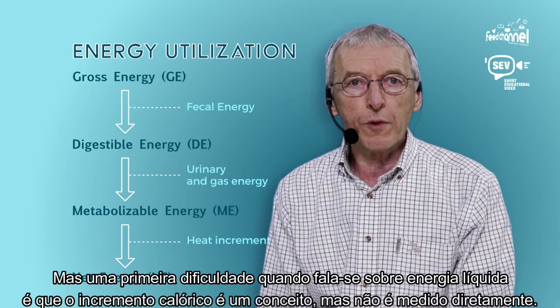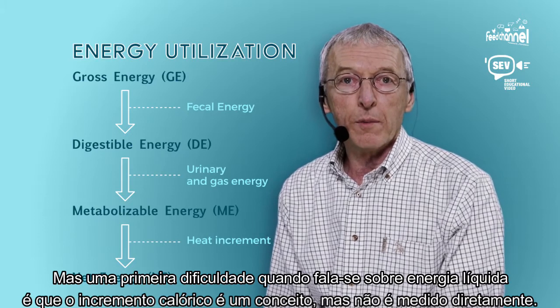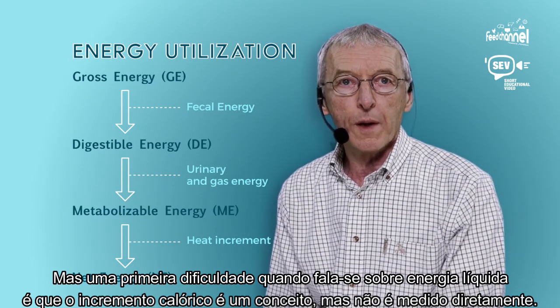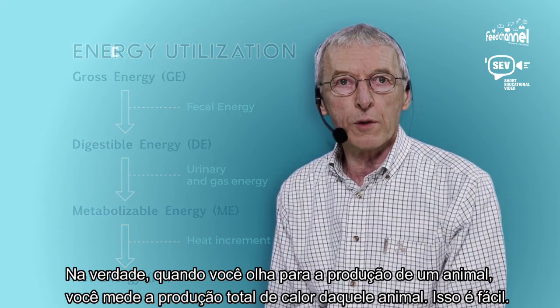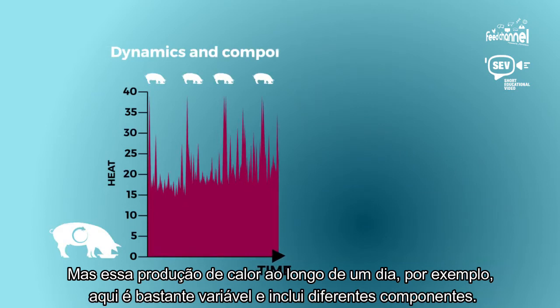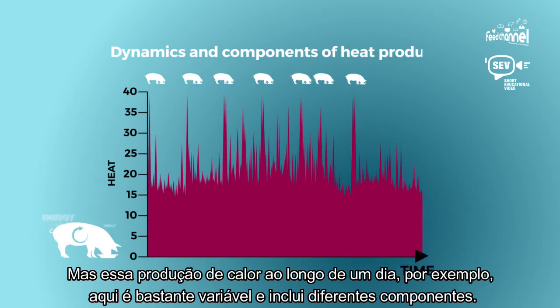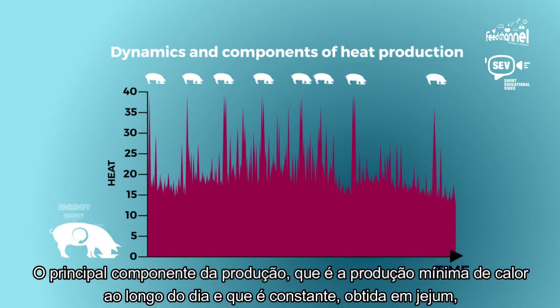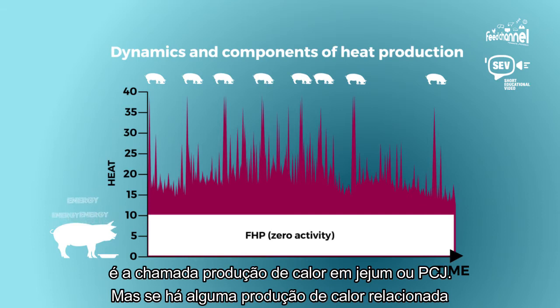But one first difficulty when you talk about net energy is that heat increment is a concept, but it is not measured directly. Indeed, when you look at heat production of an animal, you measure the total heat production of that animal. That is easy. But that heat production over a one day period, for instance, is rather variable, and it includes different components. A major component of heat production, which is the minimal heat production over a day, and which is constant, obtained under fasting condition, is the so-called fasting heat production, or FHP.